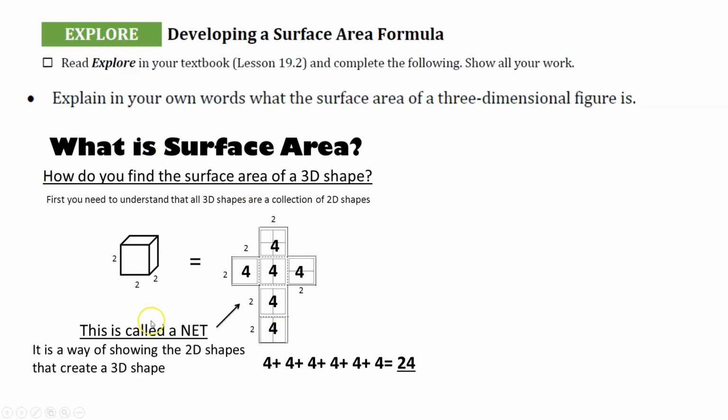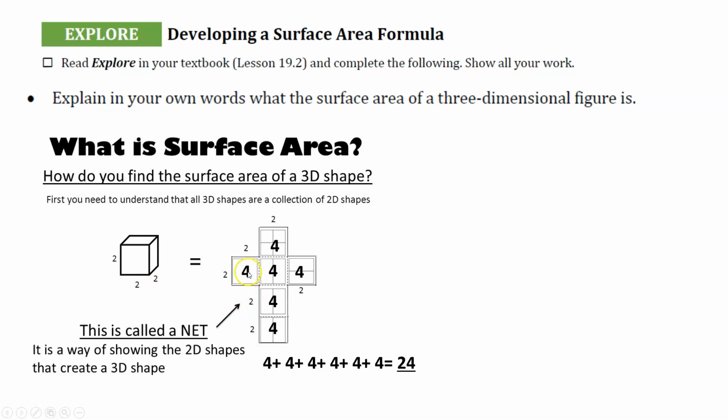As you can see from our example on screen, it says what is surface area? Well, it's essentially a 3D shape that we kind of unwrap, if you will. Essentially, we find the area of each one of the faces: the front face, the back face, the left, the right, and the top and bottom. So here is an unraveled net of a 3D shape.